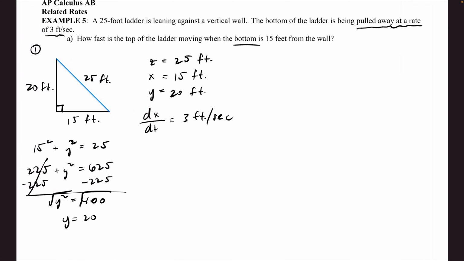There's one other thing I know. It's kind of in between the lines. You've got to kind of read it. Do I know dz over dt?